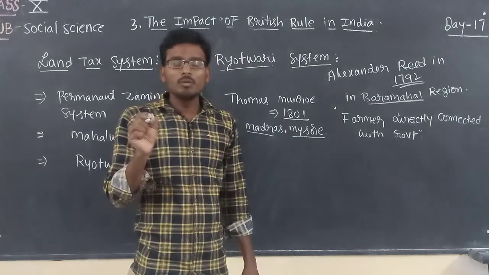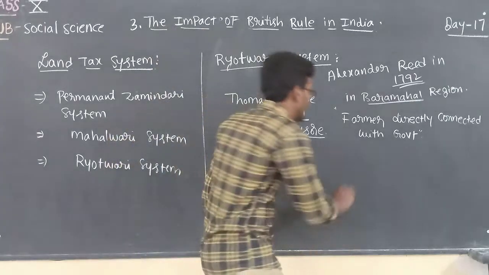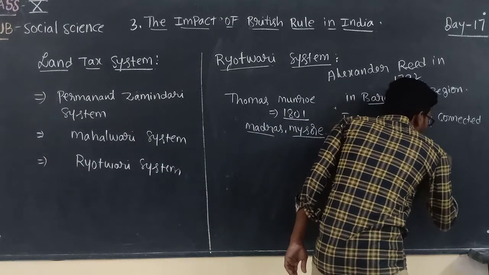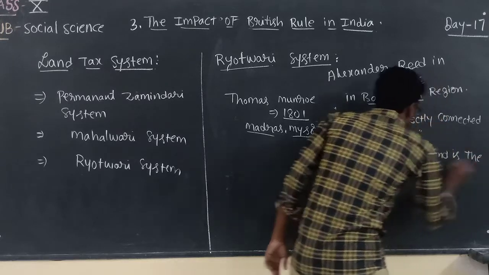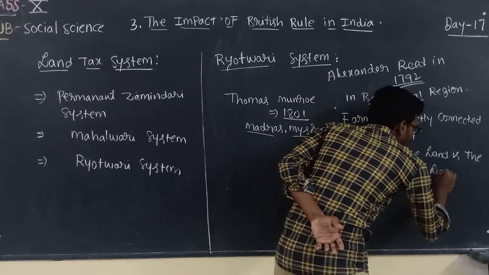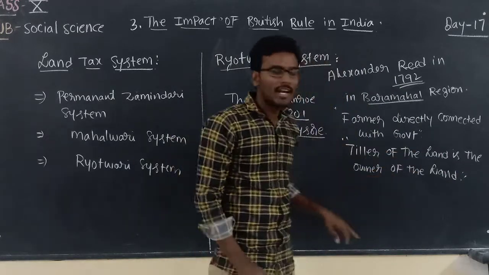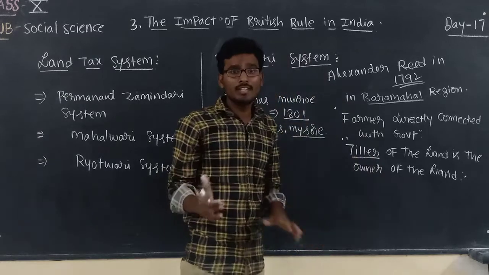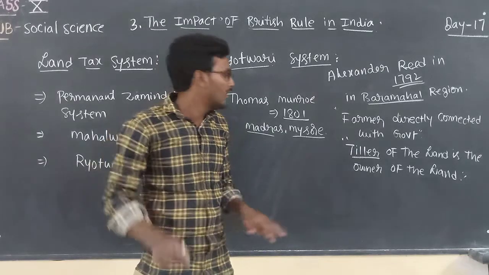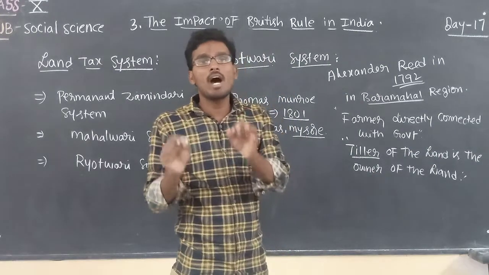So, according to Rautwari system, the tiller of the land is the owner of the land. This point is very, very important, children. Tiller of the land is the owner of the land. What is the meaning of the word tiller? Tiller means the person who cultivates the land. Generally, who will cultivate the land? The farmer will cultivate the land. So, tiller of the land is the real owner. Means here, farmer is the real owner of the land.